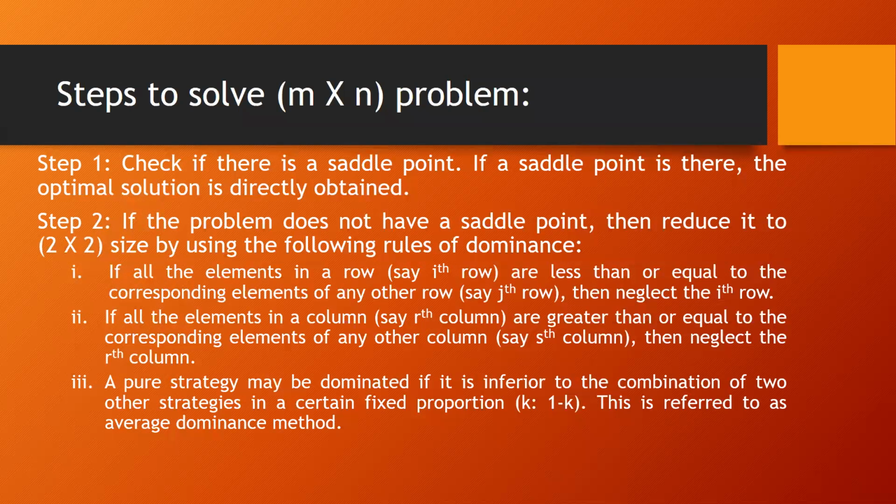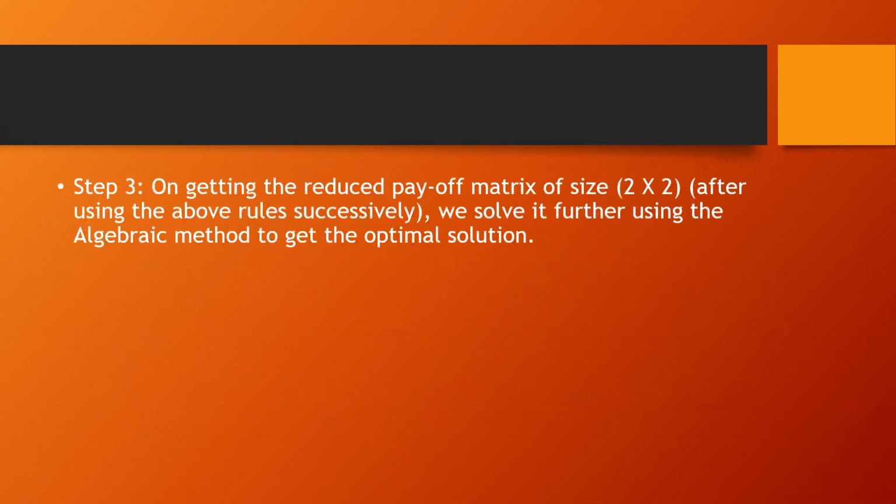The last step would be the third step. On getting the reduced payoff matrix of size 2 by 2, we have to use the algebraic method to get the optimum solution. So we are going to find the value of P and Q, and also the value of 1 minus P and 1 minus Q, followed by the value of the gain V. Now let us quickly take one simple example.